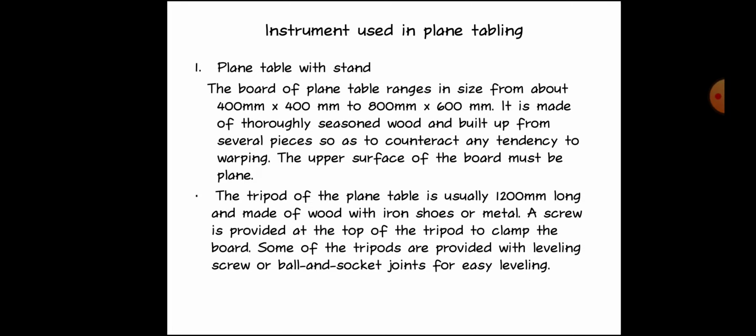The tripod of the plane table is usually 1200 mm long and made of wood with iron shoes or metal. A screw is provided at the top of the tripod to clamp the board. Some of the tripods are provided with leveling screw or ball and socket joints for easy leveling.